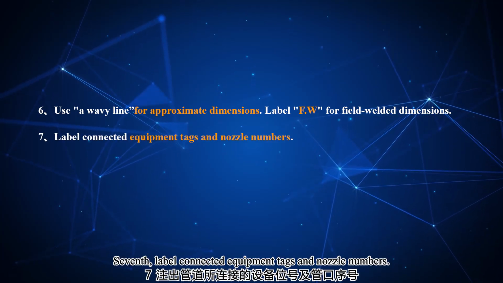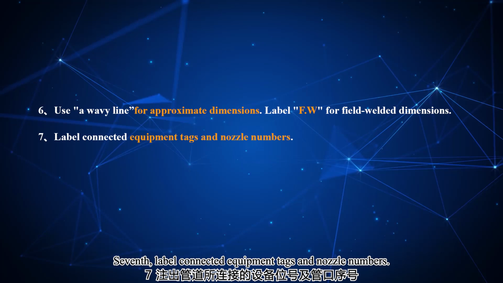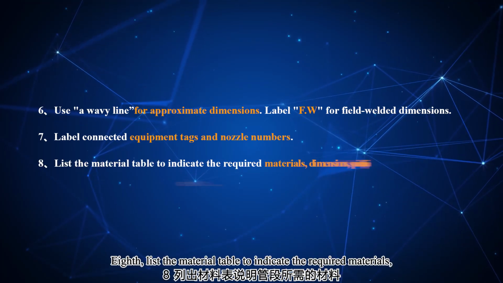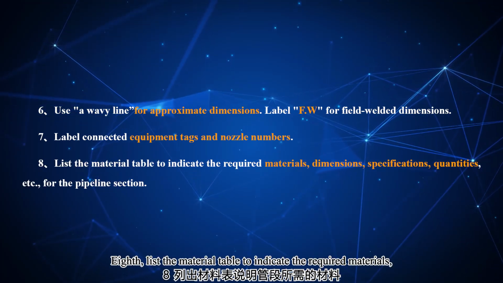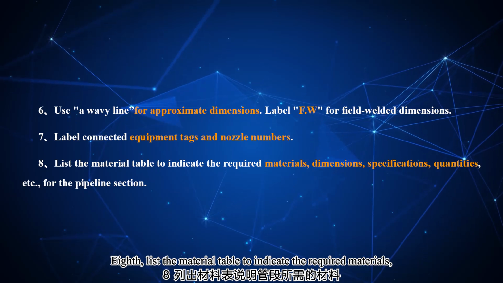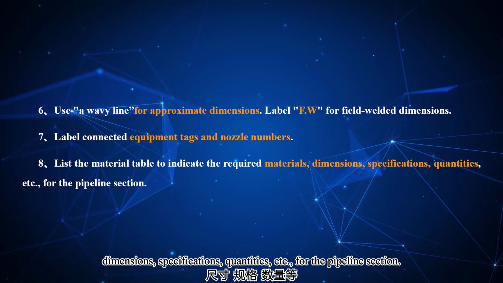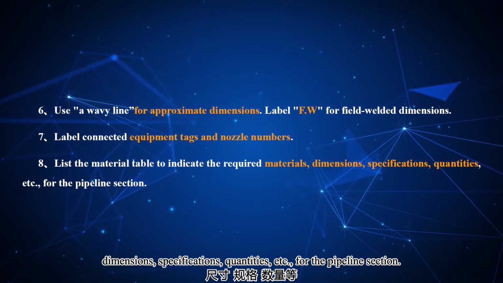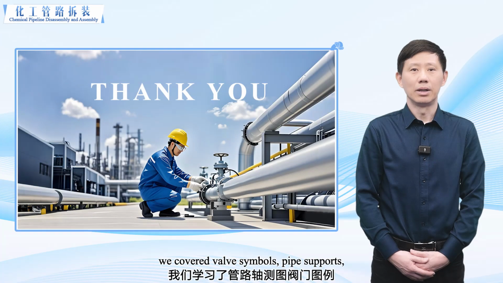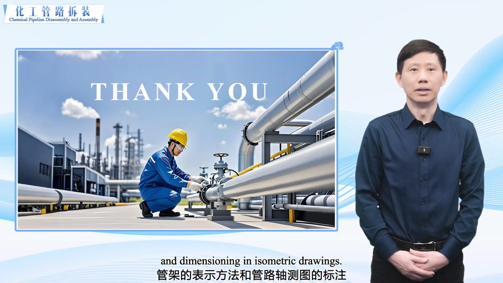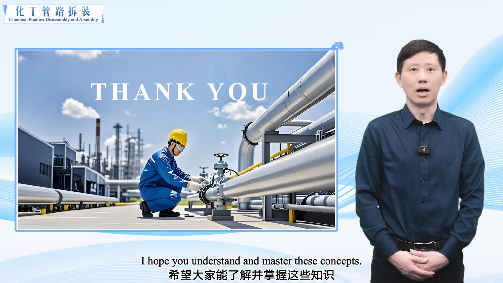7th, label connected equipment tags and nozzle numbers. 8th, list the material table to indicate the required materials, dimensions, specifications, quantities, etc. For the pipeline section in this lesson, we covered valve symbols, pipe supports, and dimensioning in isometric drawings. I hope you understand and master these concepts.